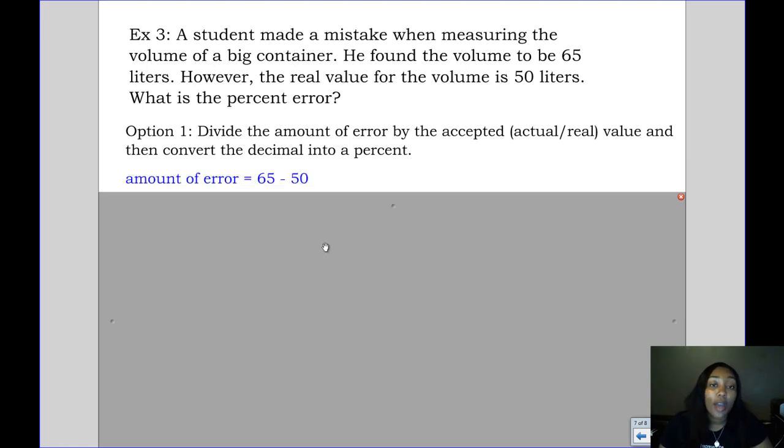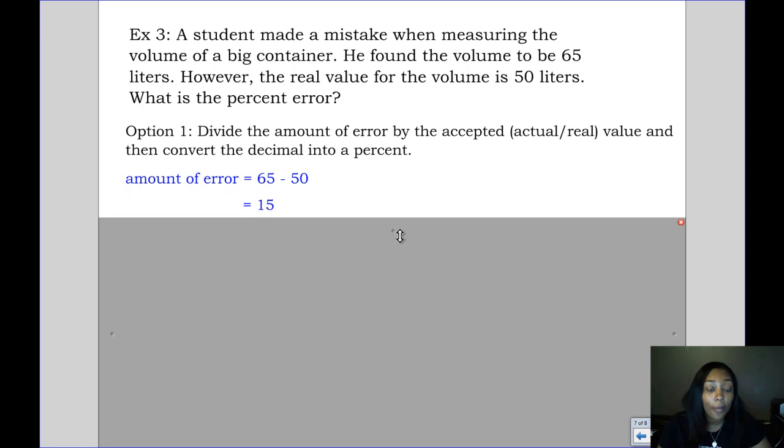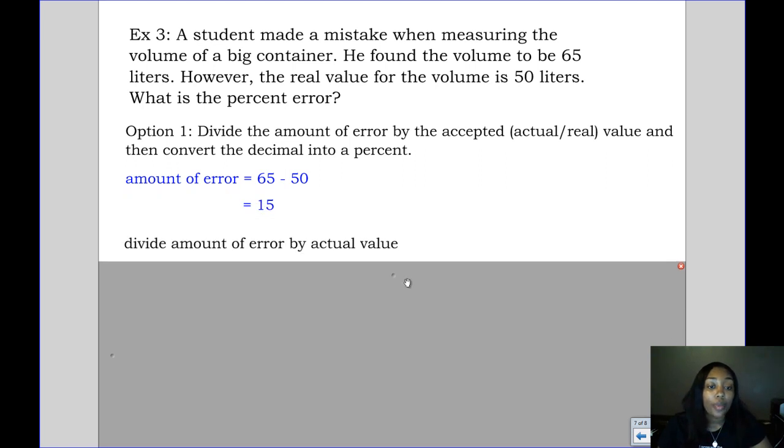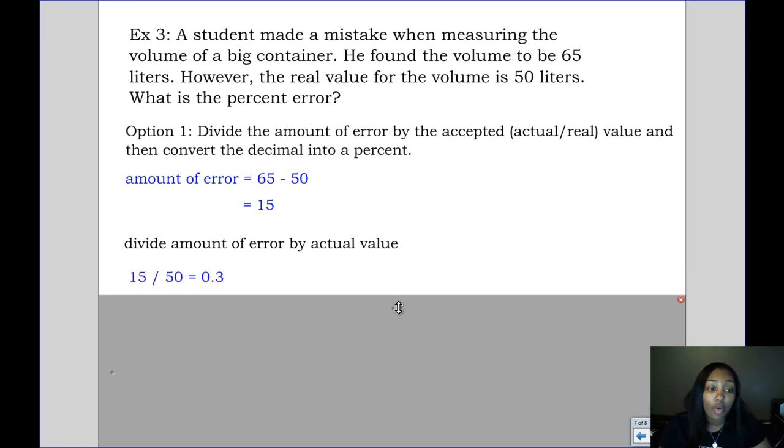So the first thing we have to calculate is the amount of error. If we look at our example, when he measured the volume, he measured it to be 65 liters, and then he found that the actual volume was 50 liters. So the amount of error would be 65 minus 50, which we know is 15. Then the next thing we have to do is divide the amount of error by the actual value. So we know that the error was 15, and the actual or real value for the volume was 50.